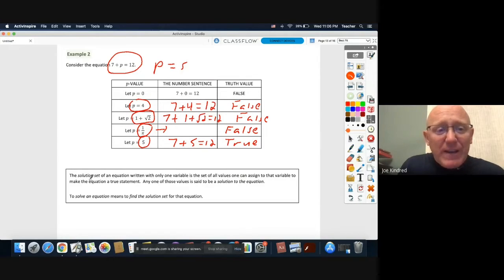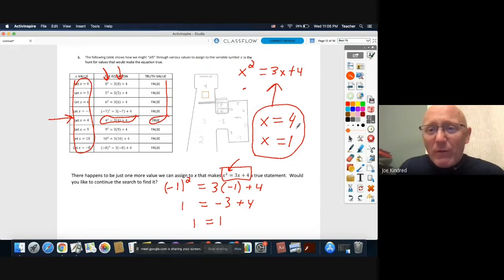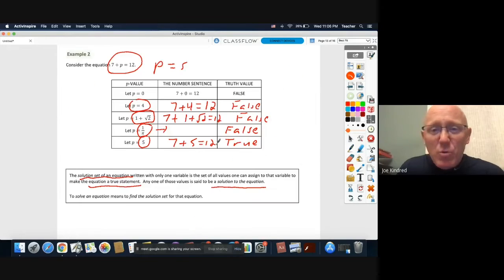The solution set of any equation written with only one variable, as it reads here in your book, is the set of all values one can assign to the variable that makes the equation true. And that's lesson 10 coming back to us. Any one of those values is said to be a solution to the equation. In example number 1, we had 4 and -1. Those solutions made a true statement. In example number 2, we only had one value, and that was 5. To solve an equation means to find the solution set to that equation.